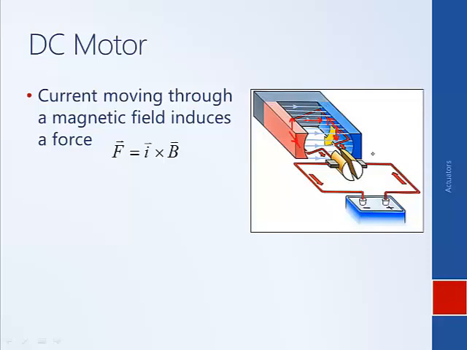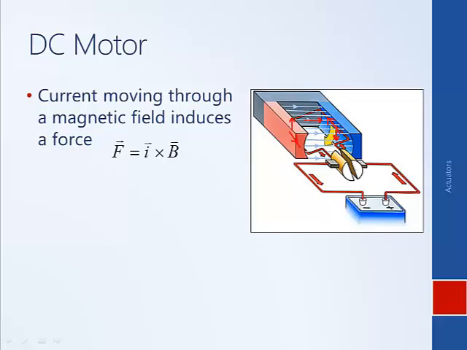And that's accomplished with what we call a commutator right here. So this is sort of broken half rings, such that when the motor coil flips, this side is no longer attached to this side of the battery. Rather, it's attached to the negative side of the battery, and that in essence causes the electricity to switch directions, keeping the force and the resulting torque always in the same direction. So it's pushing down. When it flips over, the current switches direction, so it continues to push down. That will keep the motor spinning in the same direction.